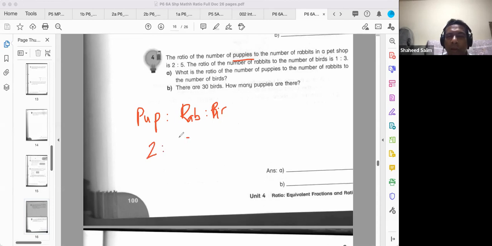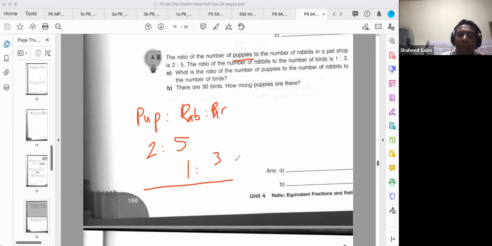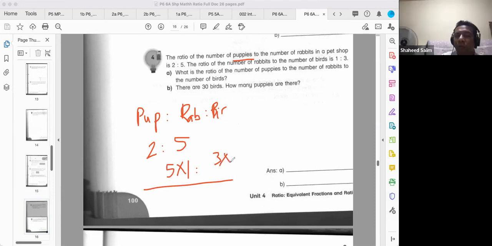But I don't think that's correct. But then we try. And then the number of rabbits to birds is 1:3. Sure, you sure you learned that already? Yeah, we learned already. So remember now, 2 times by 5, 2 times by 5. Now you can make them have the same, in the same letter. This is 2. This is now 5. This one is 15. So the ratio of the number of puppies to the number of rabbits to the number of birds is 2, 5, 15.